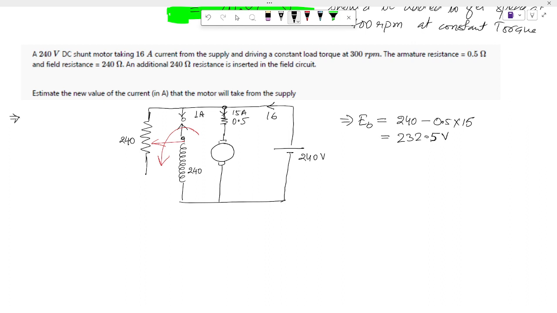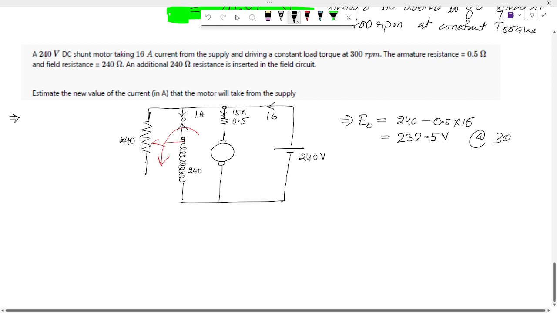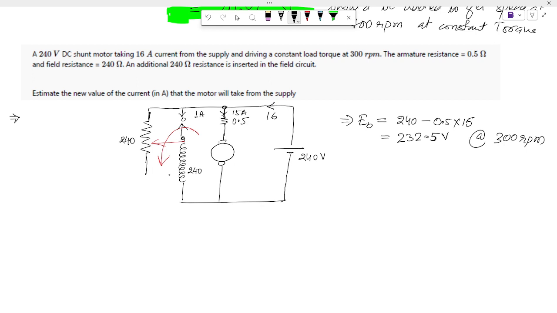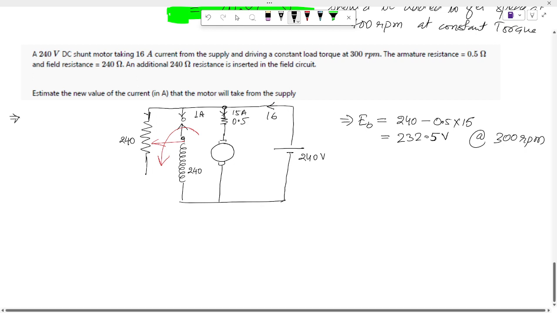Okay. Now it is running at 300 rpm. Now when you will add another 240 ohm, then IF will become 0.5 ampere. Yes or no? Yes, sir. Okay.